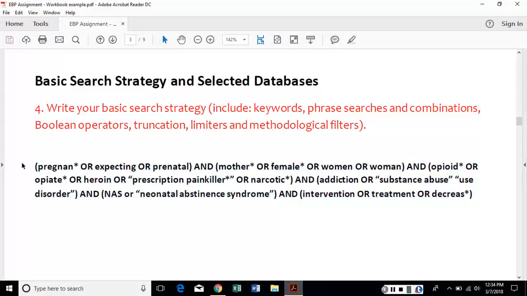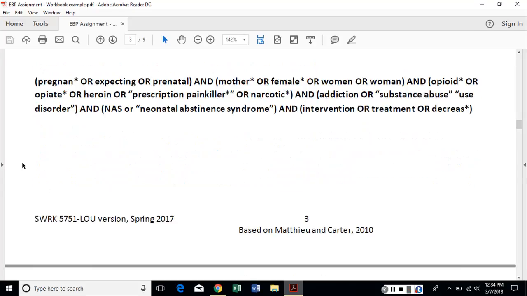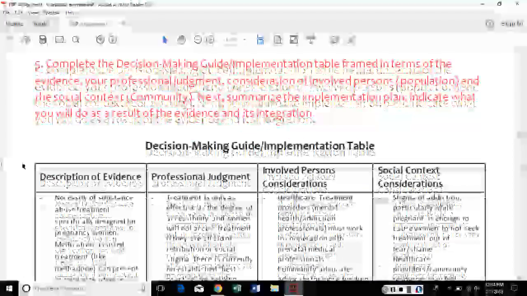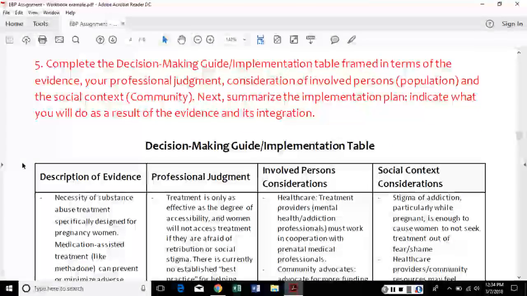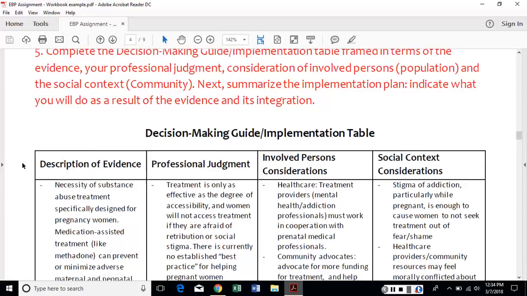So I'm going to search using the database list that I had, using these search strategies. I'm going to find 5 to 8 articles that are going to be important. I'm going to read those 5 articles for the workbook, and then you need to come up with a way to decide how to answer your question. So if my question is, what's the most effective treatment for pregnant women with an opiate addiction?